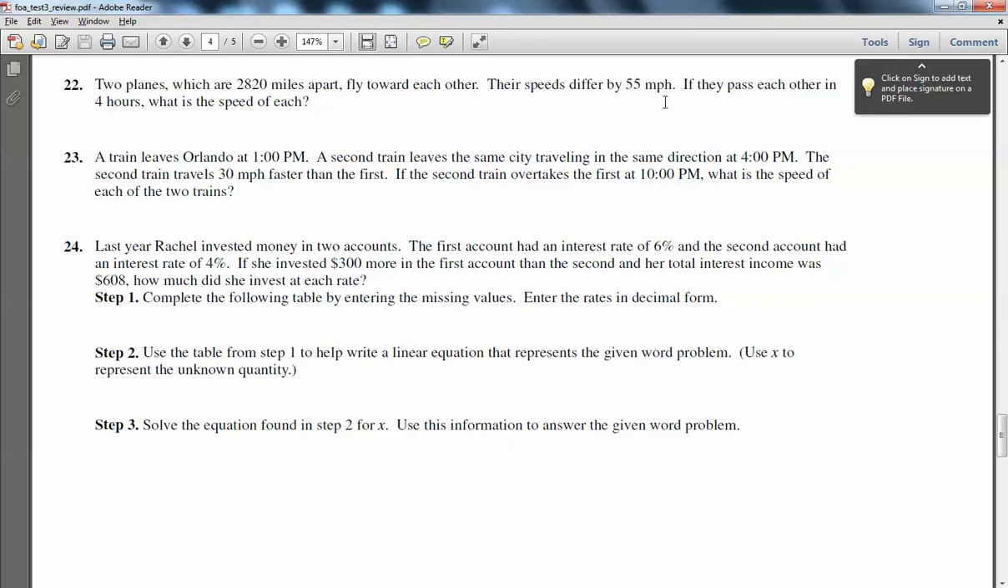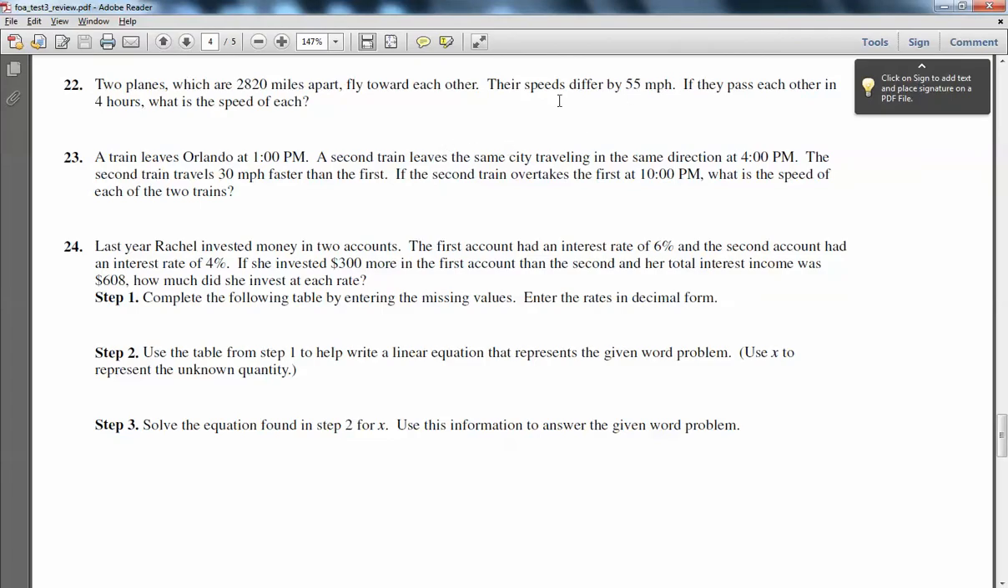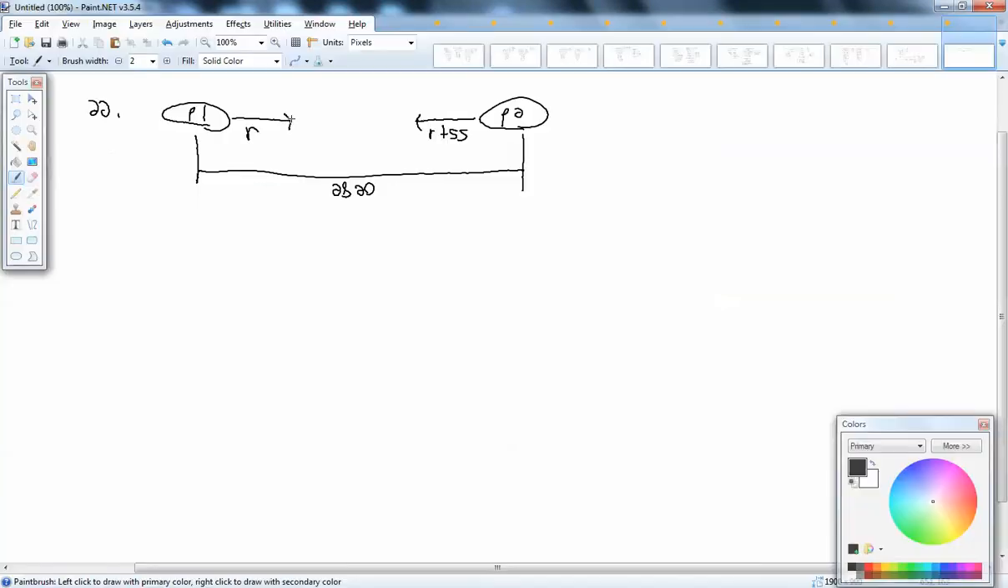Their speeds differ by 55 miles per hour. So if this one's going r, then this one you could say is going 55 miles per hour faster. Now what I'm specifying here is I'm saying r is my slower plane, so then this would be my faster plane. If they pass each other in 4 hours, what is the speed of each? Which tells me that the time each one of them has been going will be 4 hours.